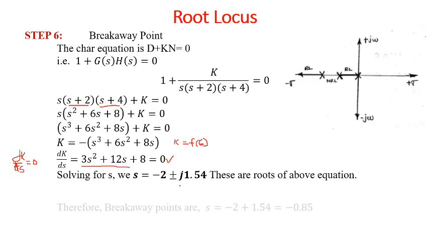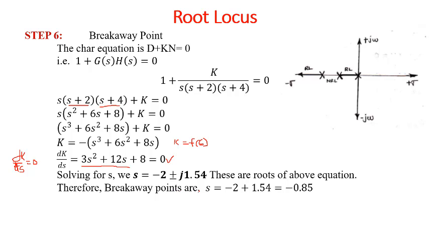Okay. Next, therefore, to find the breakaway point, we get minus 2 plus 1.54, that is minus 0.85. Then one more point we get, minus 2 minus 1.54, so we get minus 3.14. So we know that minus 0.85 will be lying here, because this is 0, this is minus 2, means it will be lying in between. So here we will be getting minus 0.85. So this is lying on a root locus line.